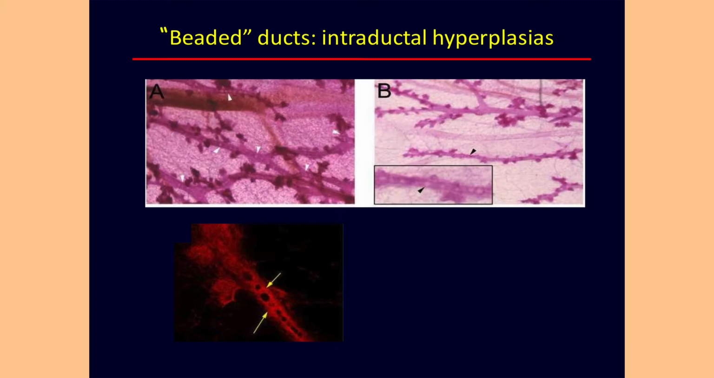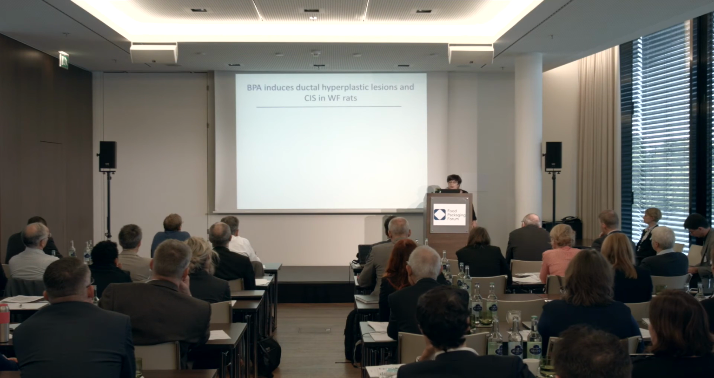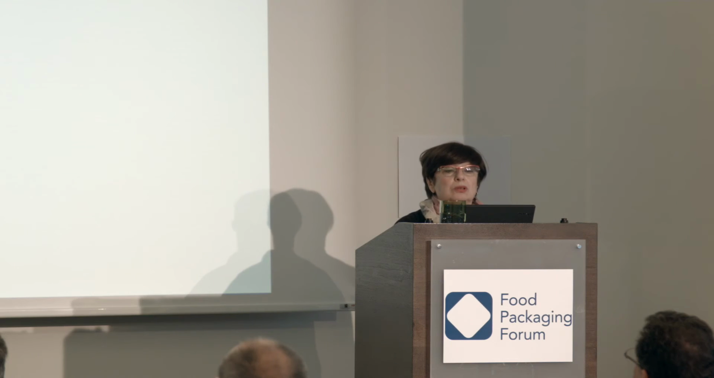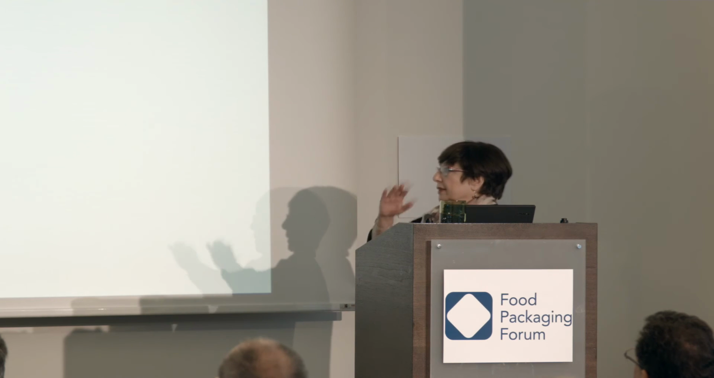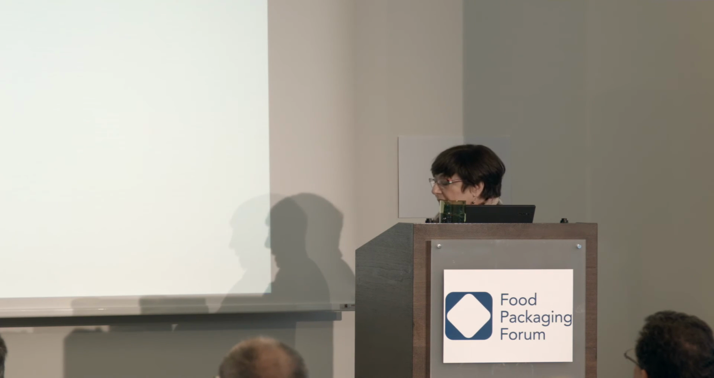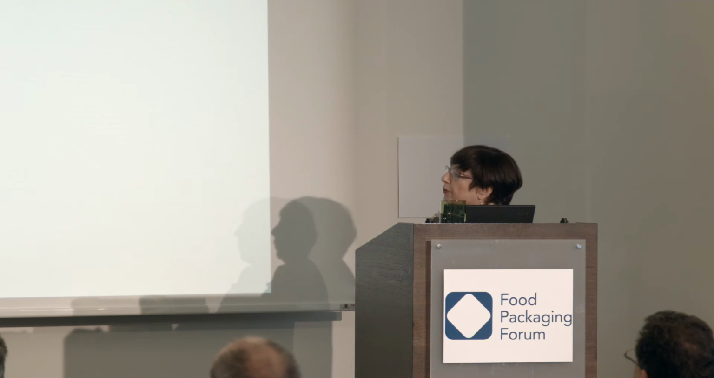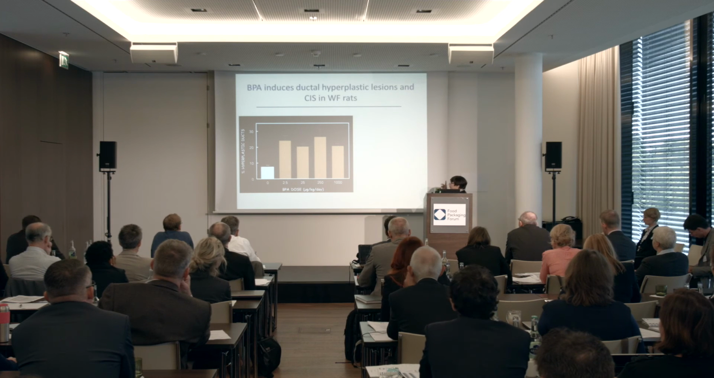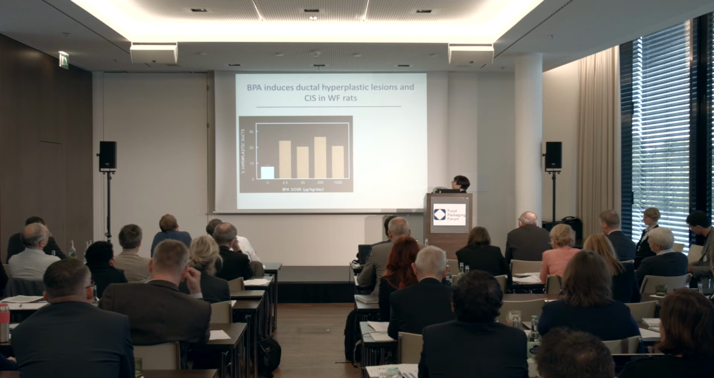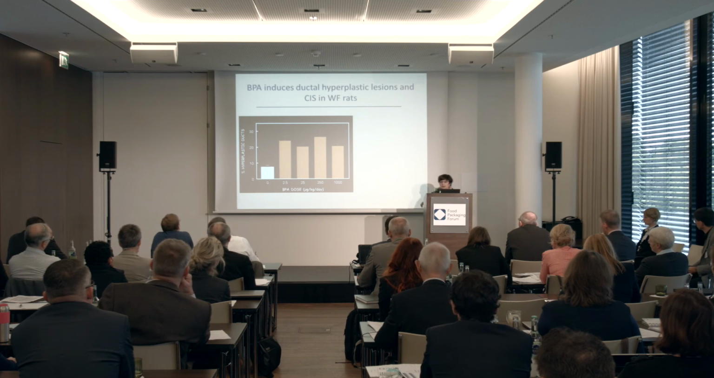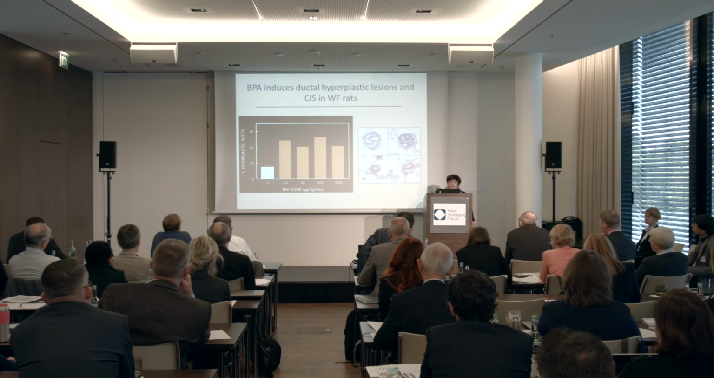That is the appearance of intraductal hyperplasias that are a preneoplastic lesion. So that appears only in the animals that were exposed perinatally. If you continue looking into this problem, you will see that this is, now I change animals, here is rats, because it's a better model for human breast cancer. So you get an increase of these intraductal hyperplasias as we saw in mice.